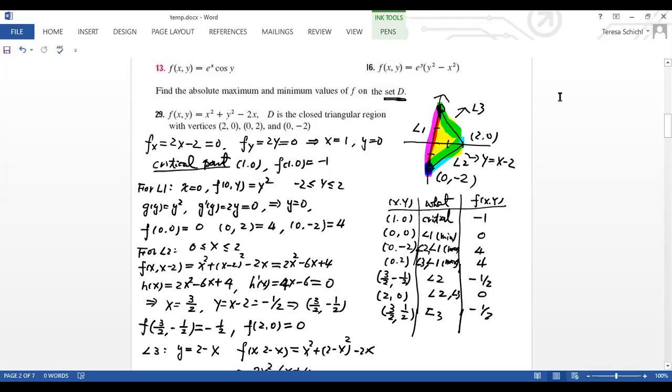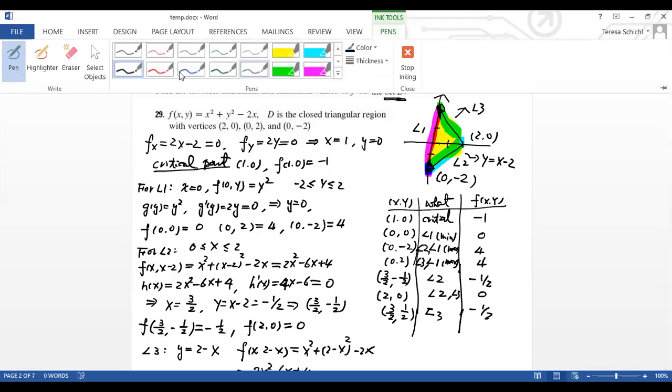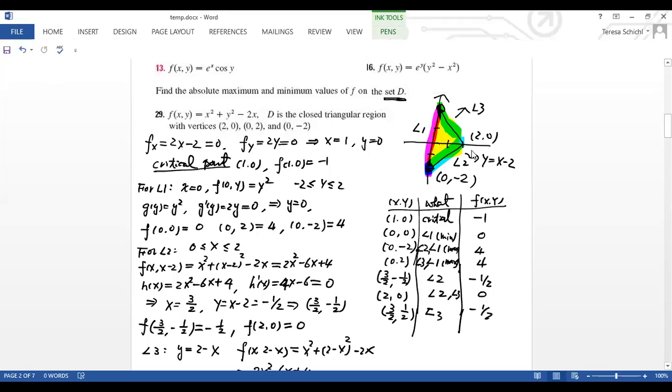Okay, so now you take a look at this table. It included all the critical points and the end point, the boundary point. So what is the smallest one? This is the smallest one, right? So this is the absolute what? This is the absolute min. Then what is the largest one? This 2 is the largest one. So I have 2 absolute max here, all right?